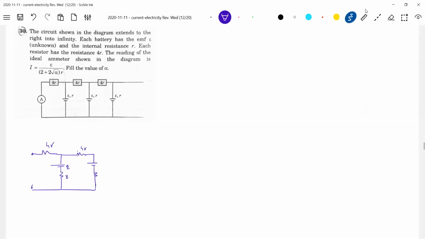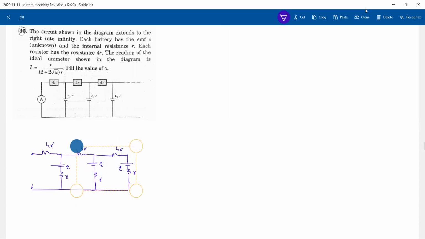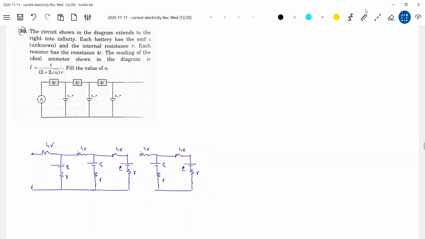Start like this. Like this, so many, you'll get it, no? Some ladder, you'll get it. I'll draw a few so that... Okay, this is the circuit, it will continue like this till infinity.